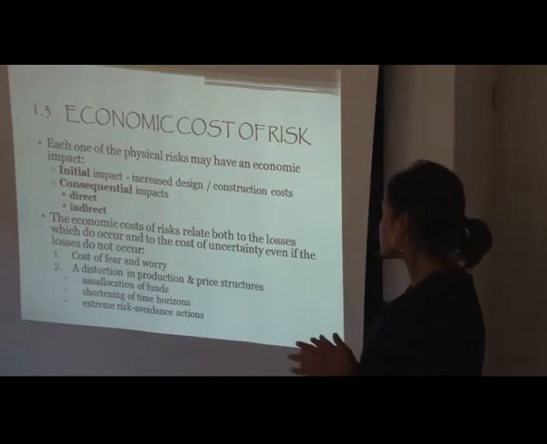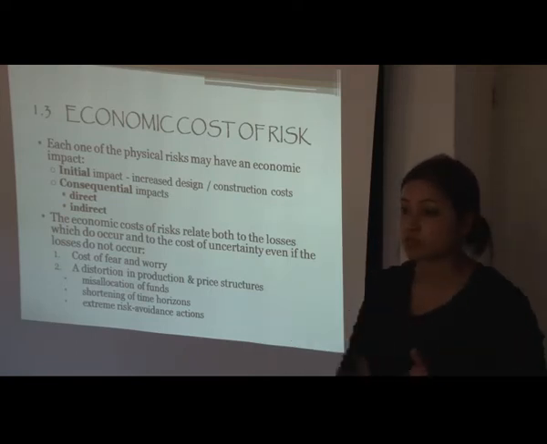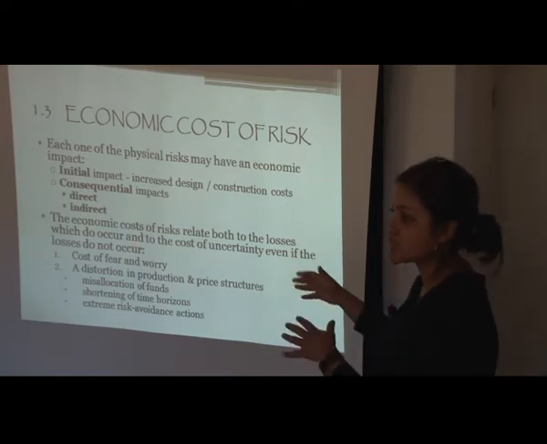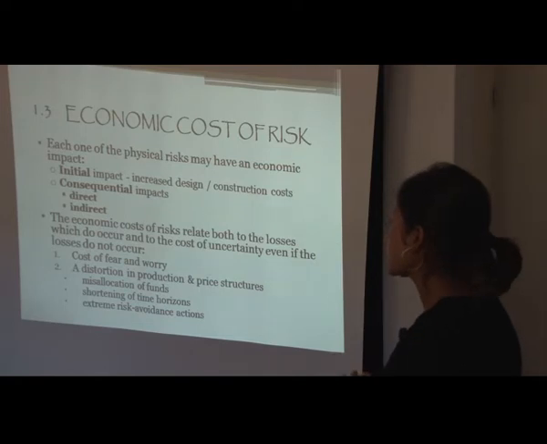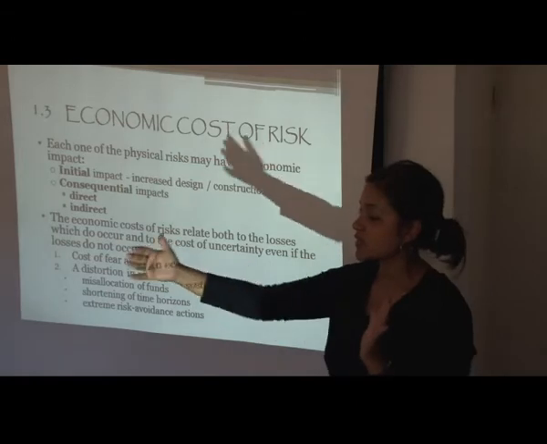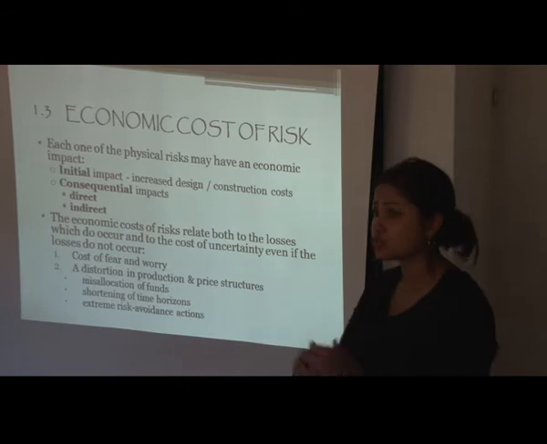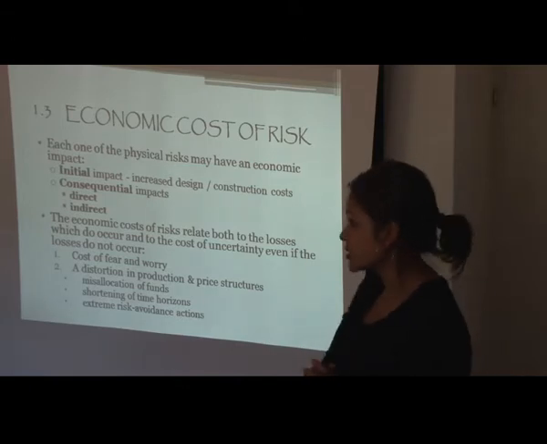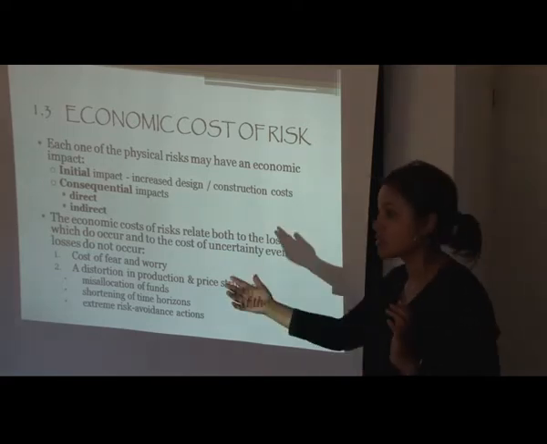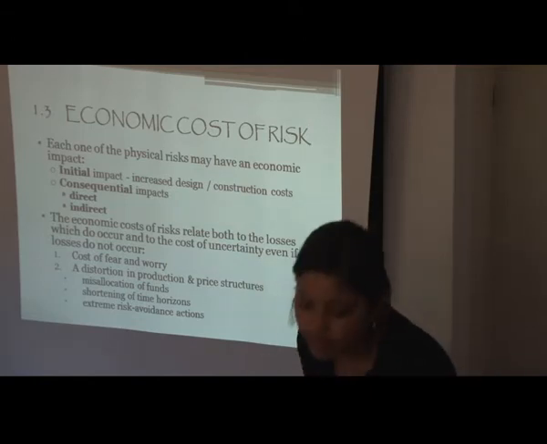And then a distortion in production and price structures, such as misallocation of funds. Perhaps you put too much cost into one section where it actually was needed in another. Shortening of time horizons and extreme risk avoidance and actions. There's obviously a spectrum that you decide on how much cost to outlay. So should you just have security guards standing at entrances, or should you install cameras and everything right through the building? That would be the extreme end with security all around the building, as an example.